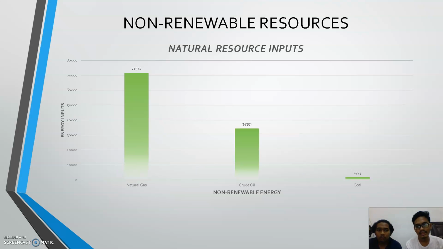The next one is non-renewable resources. The same as before, we use a bar graph also, for the same reason. The highest is natural gas at 71,572. The second one is crude oil at 34,351, and the lowest one is coal at 1,773 for the non-renewable energy.